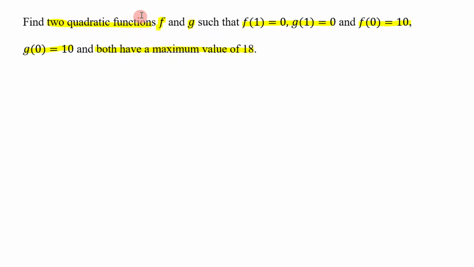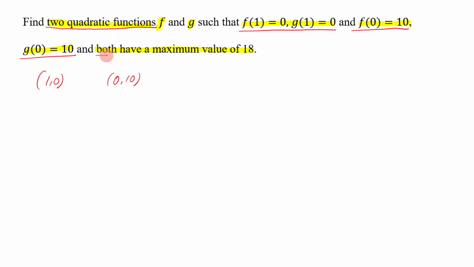Okay, so this is what we've been given, and we need to figure out what our answer is going to be. We know that our answer is going to consist of two quadratic functions. Now, what exactly is this telling us? Here it says f of 1 is equal to 0 and g of 1 is equal to 0. Well, this is saying that both quadratic functions are going to go through the point (1, 0). It's also telling me that f of 0 is 10 and g of 0 is 10, meaning both quadratic functions are going to go through (0, 10).